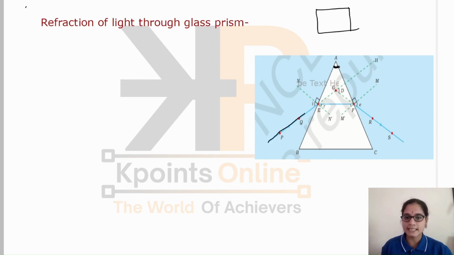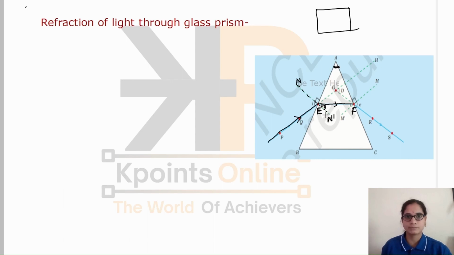This PE is an incident ray. You can see here, this is a normal to this refracting surface, that is N dash. Now, as the ray of light enters from rarer medium to denser medium, traveling from air into the glass, how does the light bend? It bends towards the normal. So, it gets refracted along this line. This EF is the refracted ray, and this ray makes an angle r with the normal, which is called the angle of refraction.